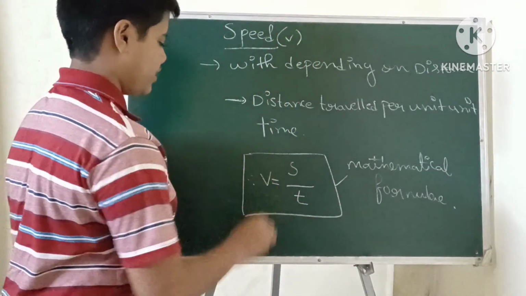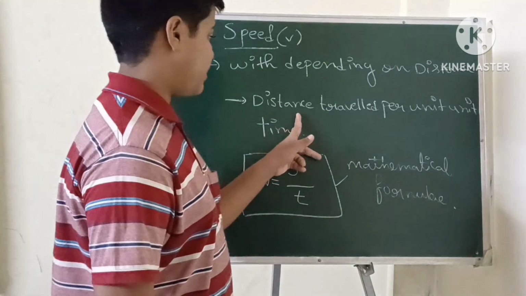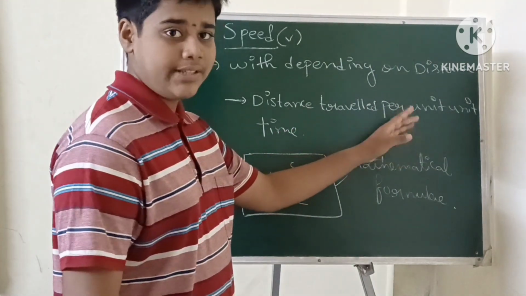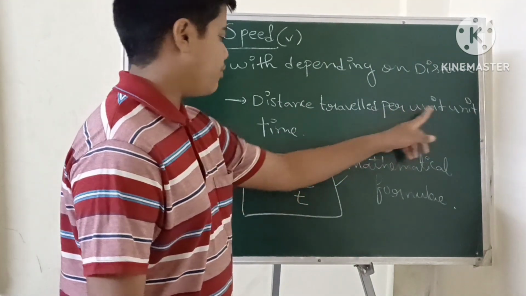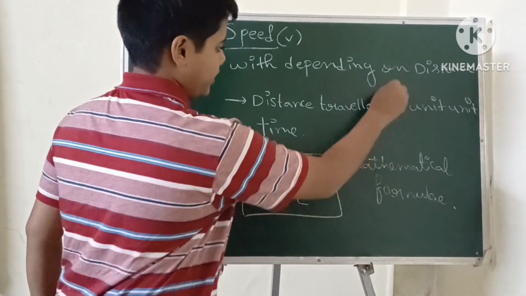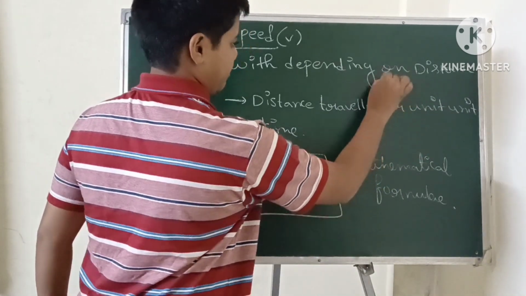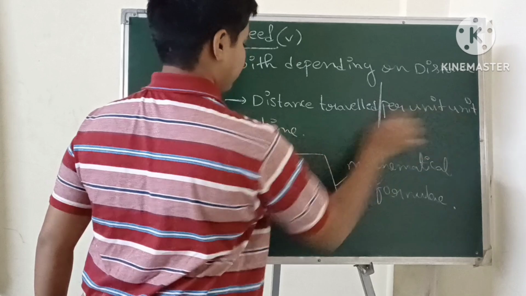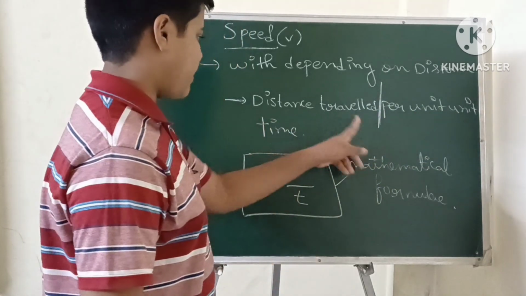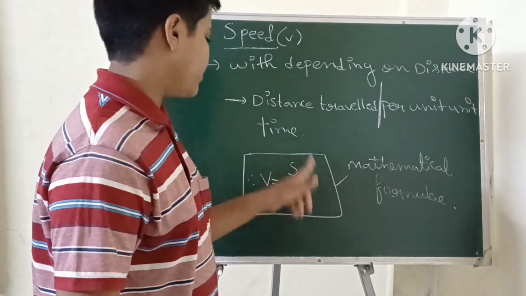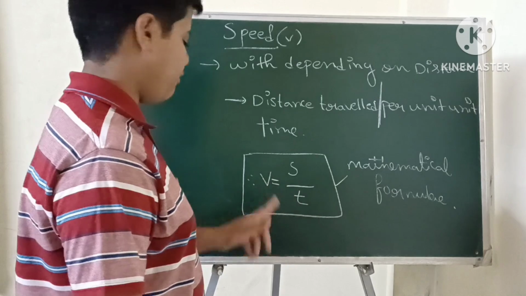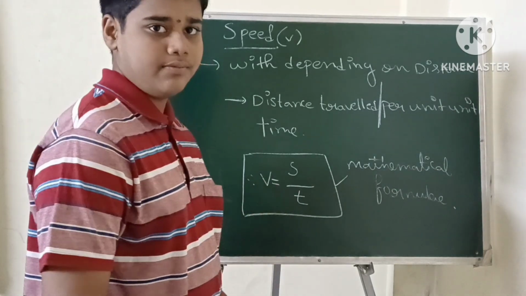Speed is equal to distance by time. Distance traveled per unit time means division. See here, this is the numerator and this is the denominator. Distance traveled per unit time is called speed.